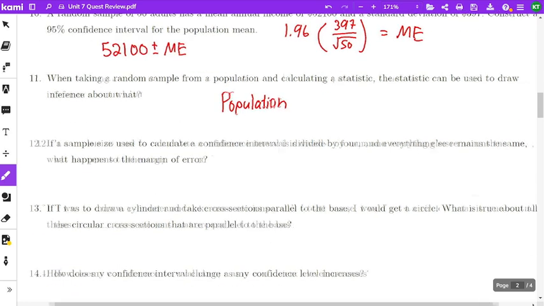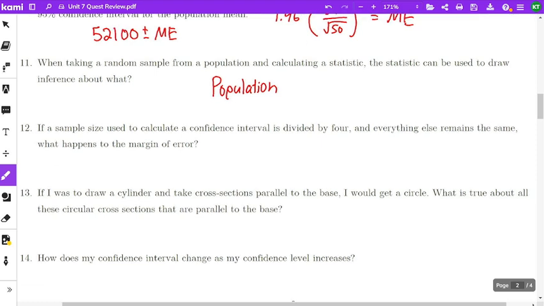Number 12 is a lot like number 3, I believe. If a sample size used to calculate a confidence interval is divided by 4 and everything else remains the same, what happens to the margin of error? Try this with some random numbers. You should be able to figure it out. It's going to multiply by 2. Okay, so your margin of error will multiply by 2.